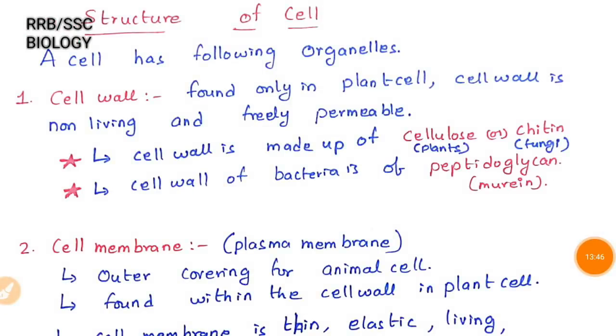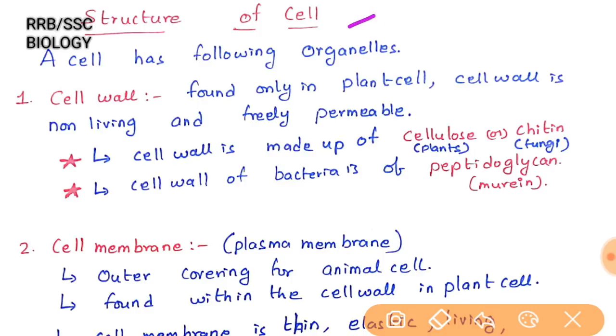Okay friends, till now we have seen what is a cell, history of the cell, cell theory, and types of cells. And now we have come to the very important part, that is the structure of a cell. A cell has the following organelles. Organelles are the components in the cell, friends. First one is the cell wall. This cell wall is only present in plant cells, friends. It is absent in animals.